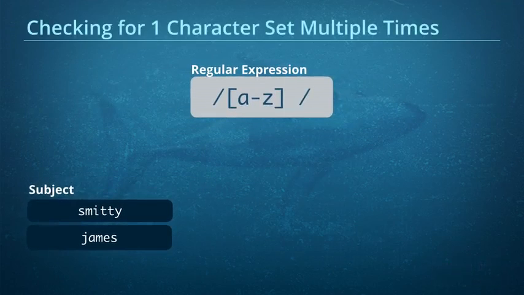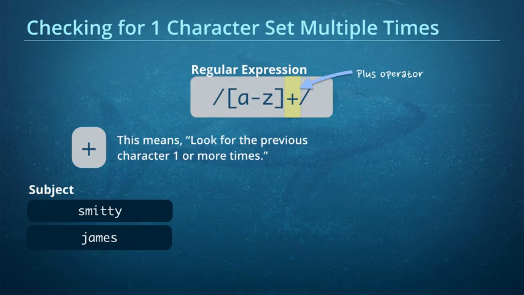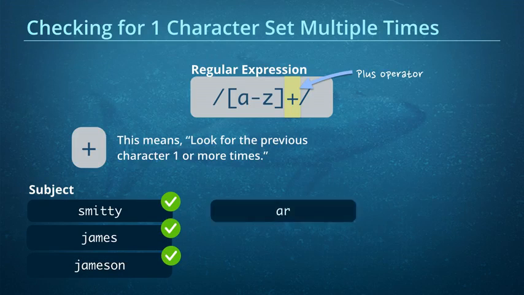Well, using the plus operator, as we've done before, directly after our character set, we can repeat the character set 1 or more times until it is no longer matched. This allows us to match on Smitty, James, and Jameson, as well as every version of R that we could encounter.